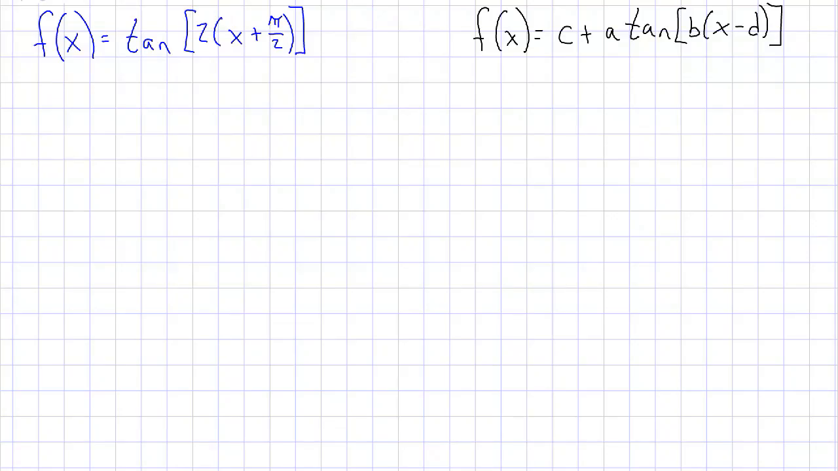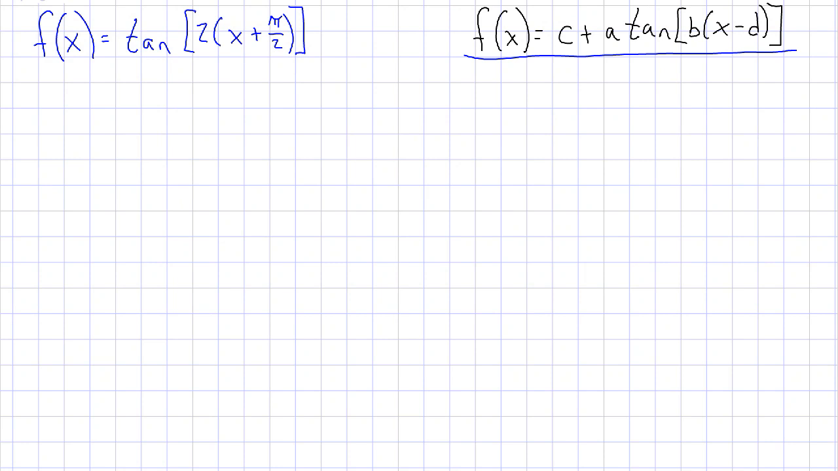Welcome. Here we're going to go ahead and graph the tangent function. So I've gone ahead and written our function here. We have tangent of 2 times the quantity x plus pi over 2. So we're going to address this function. We're going to compare it to the generic function and see where we end up after we've graphed this.